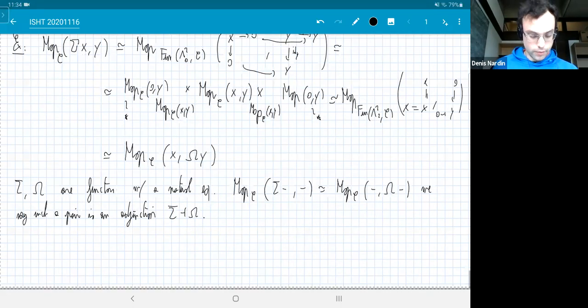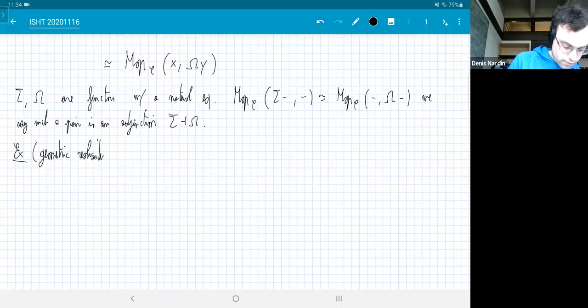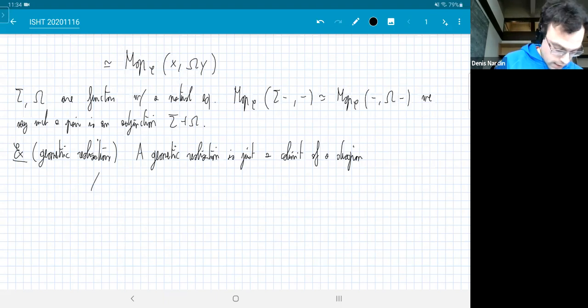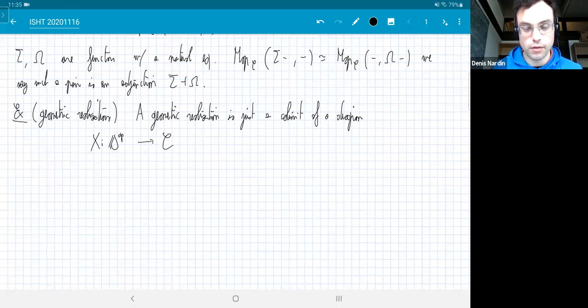Okay, let me give you another example, which is the so-called geometric realizations. And I'm going to give you the Bousfield-Kan formula. So a geometric realization is just a colimit of a diagram X from delta op into C. But the reason why I'm doing this is because in a very special case, I have an explicit formula for geometric realizations. I'm going to do it when I have actual topological spaces, but you can do the same thing with simplicial sets. I'm doing it for explicit topological spaces just for the sake of concreteness.